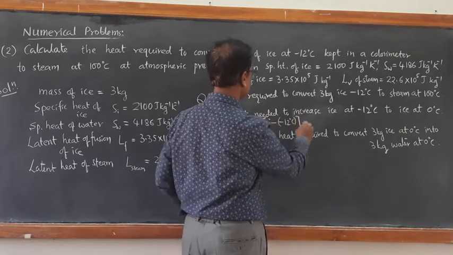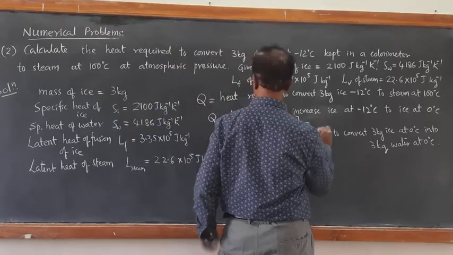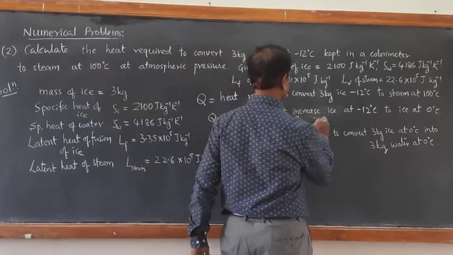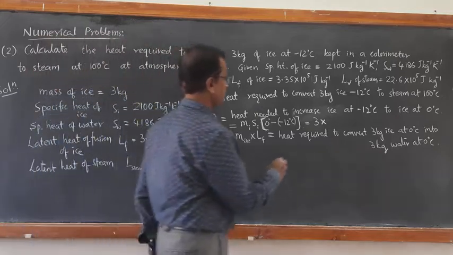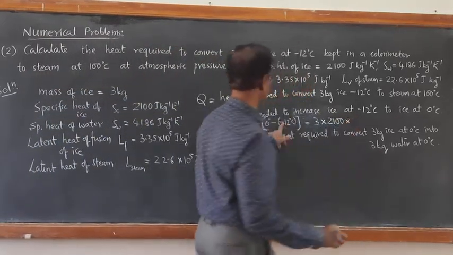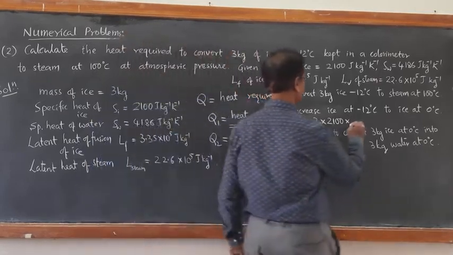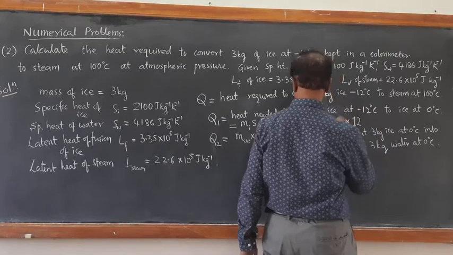0 minus of minus becomes plus 4. So we write it as Mi. What is Mi? Mi is 3 kg, and specific heat of ice is 2100, into minus of minus 0 minus of minus plus 4. So it becomes Q1. So this is Q1.